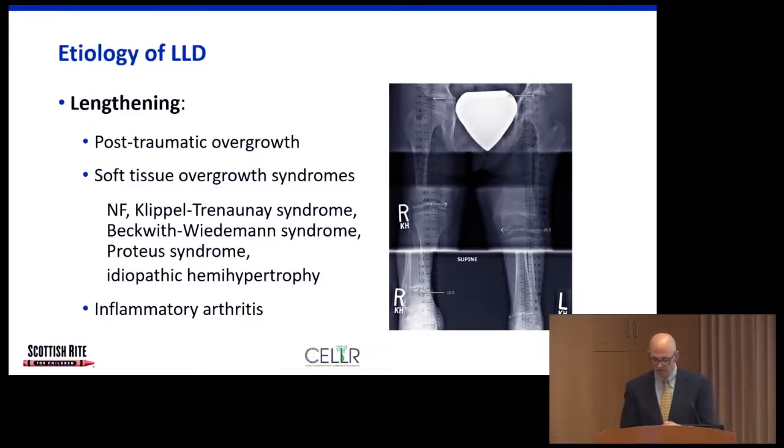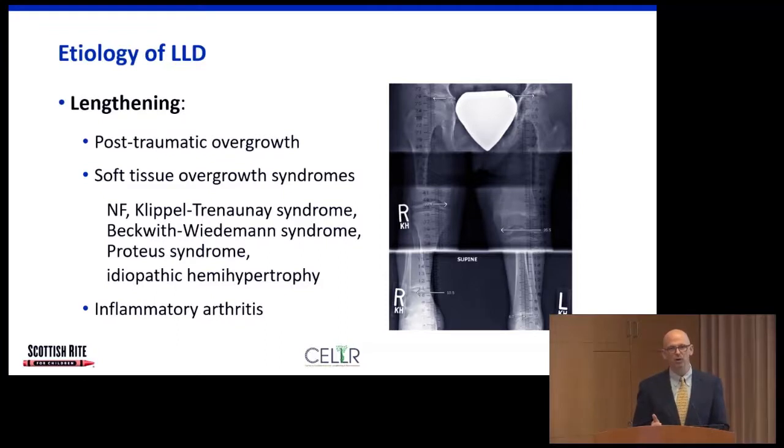We know that there are soft tissue overgrowth syndromes. We see this in neurofibromatosis, Klippel-Trenaunay syndrome, Beckwith-Wiedemann, Proteus, and what we call idiopathic hemihypertrophy. These are kids that will present with legs that are longer than the normal side. Many of these soft tissue overgrowth syndromes will also have muscle or soft tissue girth that's bigger than the normal side. That actually makes it a little bit easier. When you measure the circumference of the thigh, you measure the circumference of the calf, and you match that to the other side, and you realize that the one side is bigger, then you realize that that's out of proportion, and then it's going to be an overgrowth syndrome.